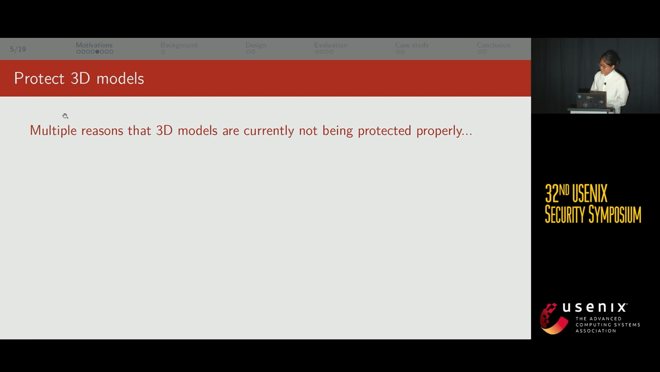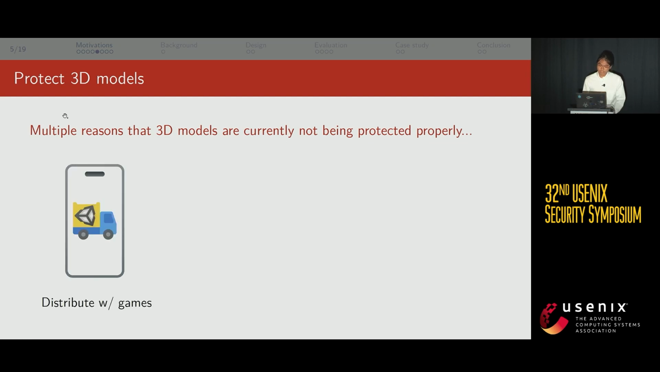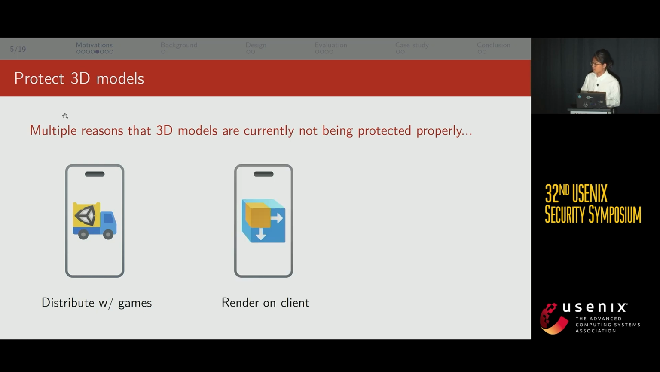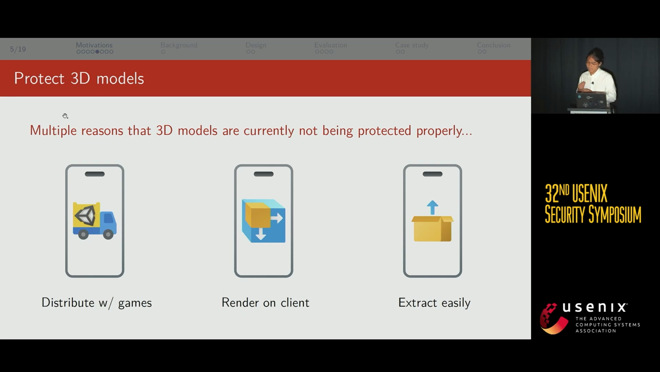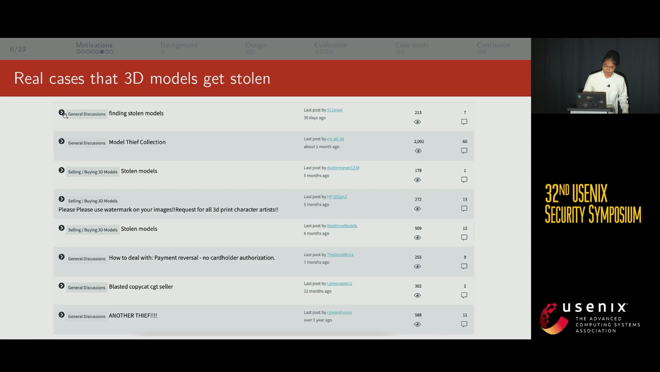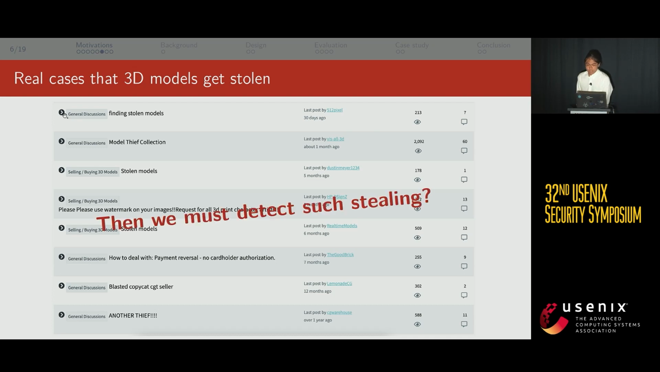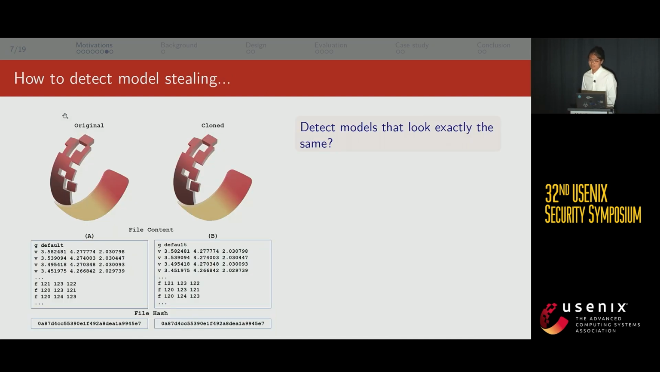There are multiple reasons that 3D models are currently not being protected properly. Firstly, the 3D model has to be distributed with the game. Second, you have to render it on the client. And lastly, attackers or thieves can extract the models very easily. If you type keywords like model getting stolen on a 3D model trading website, you can find so many authors complaining that their models are getting stolen. Then we must detect such stealing, right? But how do we detect model stealing?